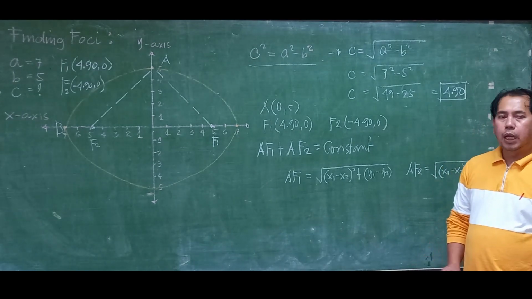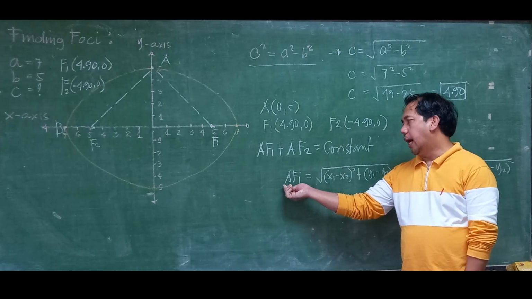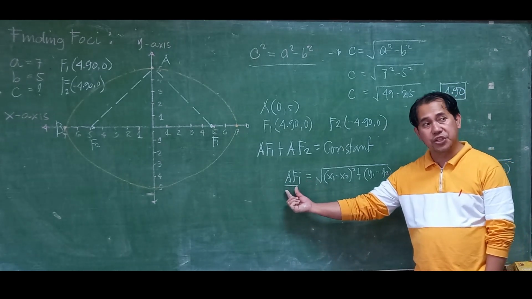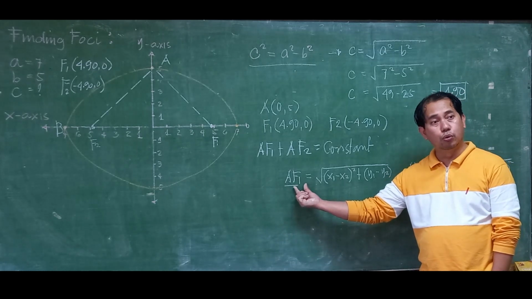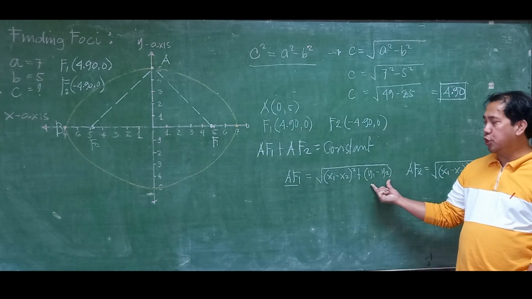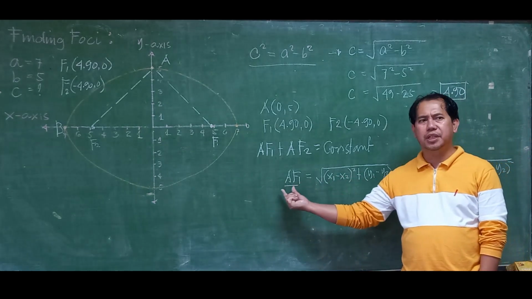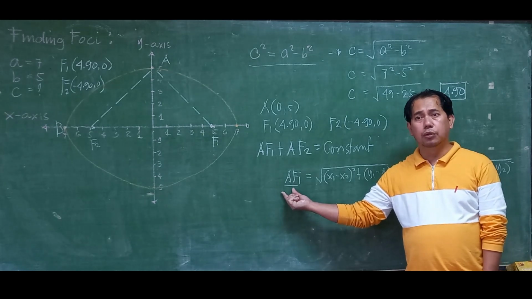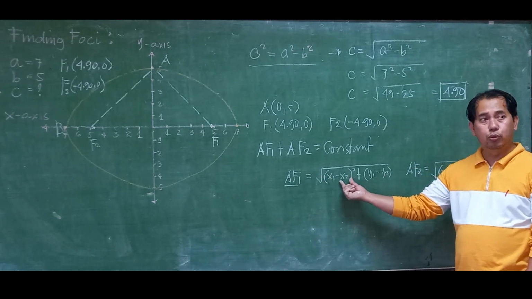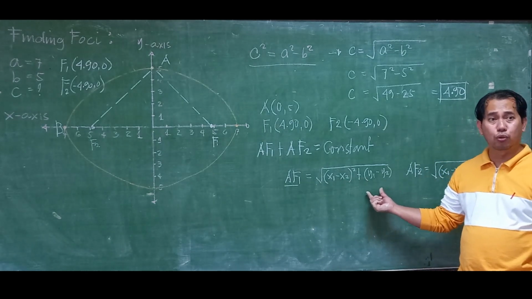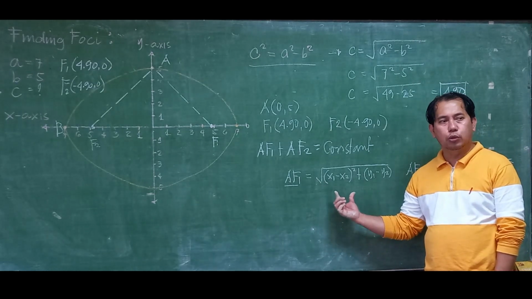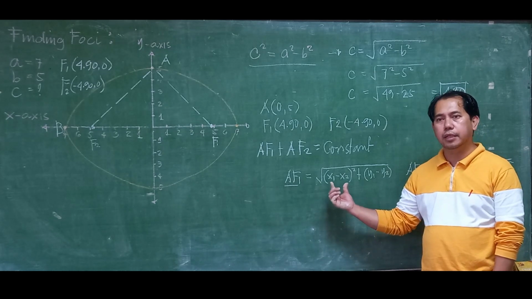Now, how do we compute? We have to analyze the sequence of our points. What comes first is point A, followed by focus 1. So if we are going to substitute, our x sub 1 and y sub 1 will always be the coordinates of A. The coordinates of focus 1 will fill in the x sub 2 and then the y sub 2. That is how you follow the working equation. You do not make any kind of switching in here. It must be sequential.